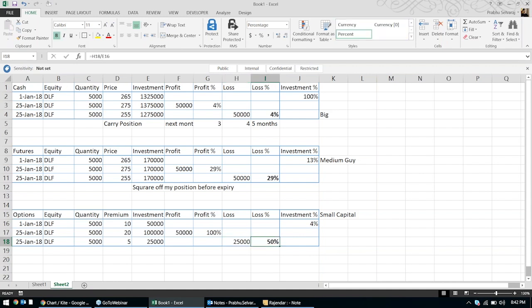So these are the different kinds of investment required for each kind of trading. What is the risk associated with each kind of trading? What is the profit expected out of each kind of trading? Any doubts in any of these fundamental differences between cash, futures, and options? Quickly, within the next 15 minutes, we'll cover all the topics and doubts, and then we'll move to the StockEdge application.